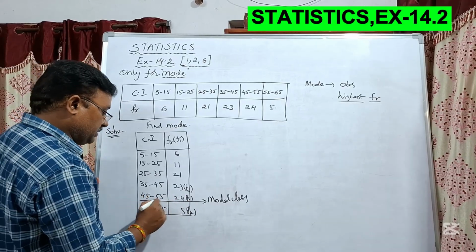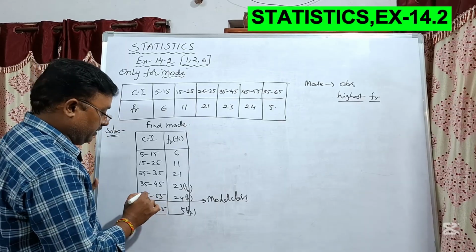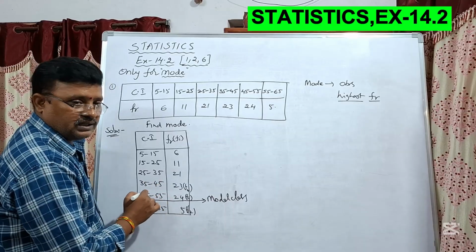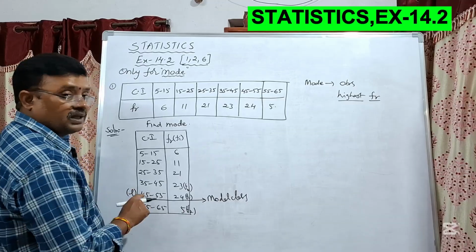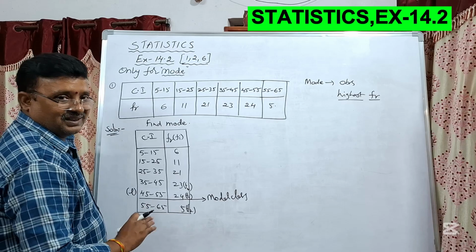Then observe that class interval. It is from 45 to 55 and previous class is also 45. It is continuous class interval. So this 45 will be called the lower boundary of the modal class. Got it?